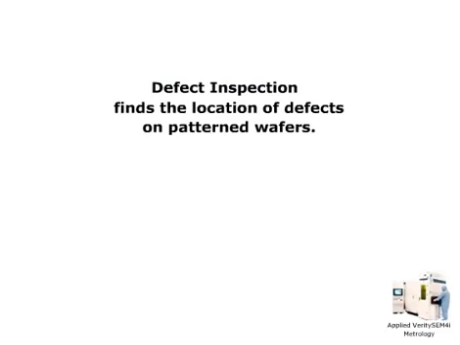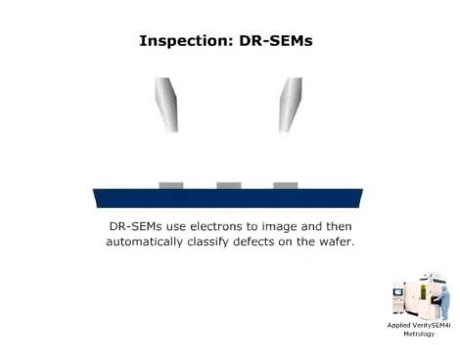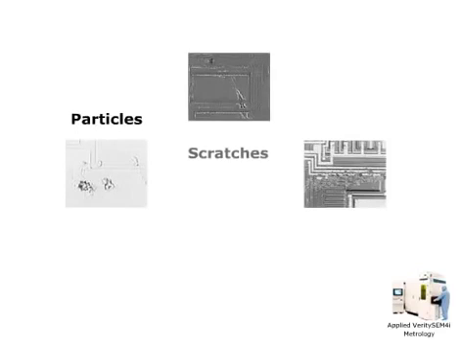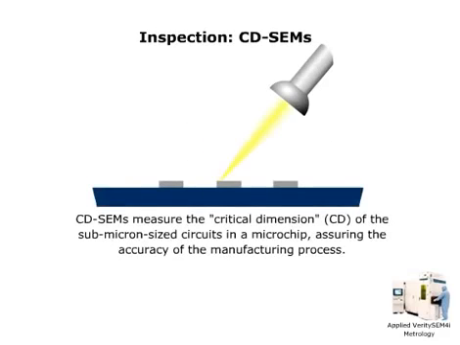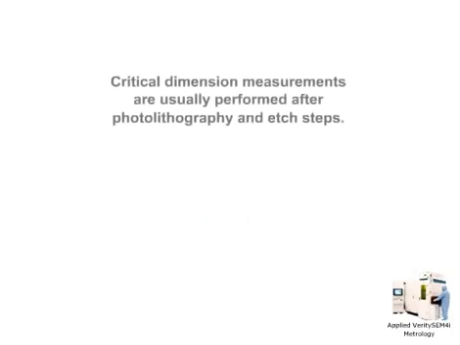Defect inspection locates defects on the patterned wafers. DRSEMs use electrons to image and then automatically classify defects on the wafer, such as particles, scratches, or residues, enabling engineers to determine the source of the defect. CDSEMs measure the critical dimension of the sub-micron-sized circuits in a microchip, assuring the accuracy of the manufacturing process. CD measurements are typically performed after the photolithography and etch steps.